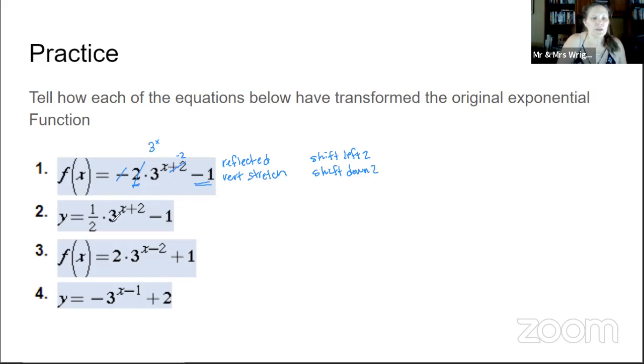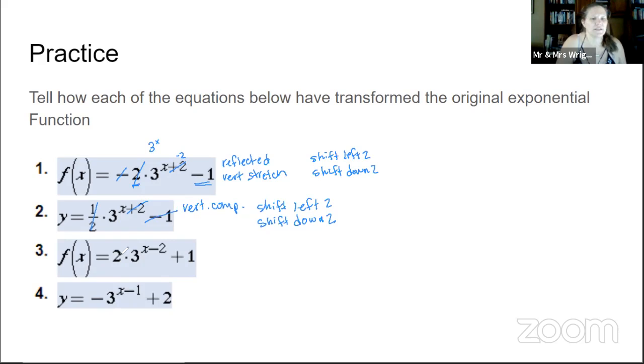This -1 is a shift down 2. Okay, so now here we go ahead and do this. Again, our original equation is 3 to the power of x. All of these are, so I'm not going to say that every time. You should see that we have no negative, so there's no reflection. We do have a 1/2. 1/2 we know is a vertical compression. Then you have this +2. That's the same thing as this +2 up here. So that's going to be a shift to the left, shift left 2. And then this -1 is a vertical shift down 2.